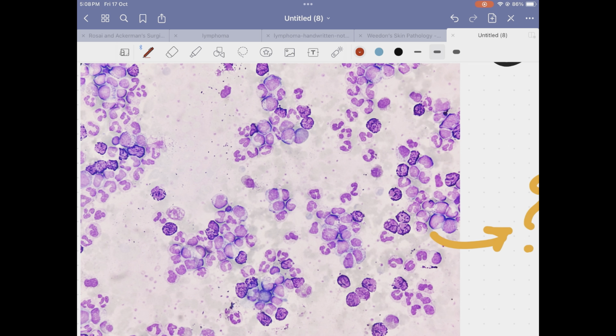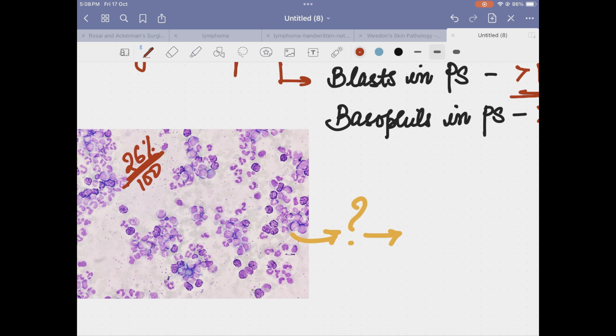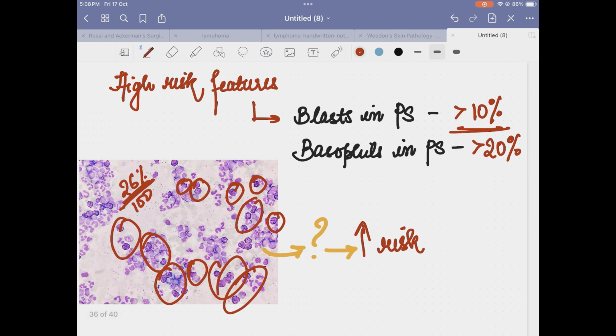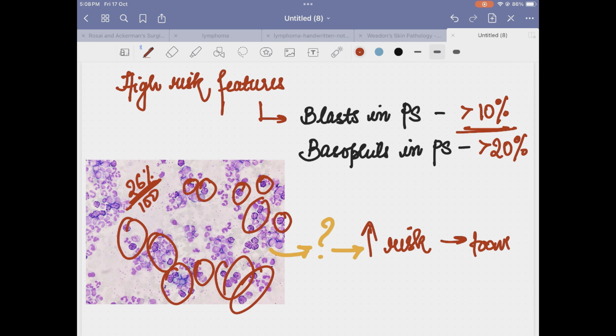Assuming, out of the 100 cells, I found around 26% basophils. So you can see the basophils are significantly increased in number. So these are features of high risk. They can get transformed into AML or ALL.